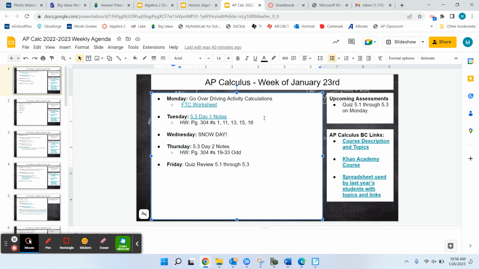Pay attention to the directions like I didn't at the beginning of class. The tail end of the homework is going to ask you to do average value using antiderivatives, okay? One little word of warning. Let's say you get to a problem like, I don't know, number 29, that has a 1 over x as the integrand.